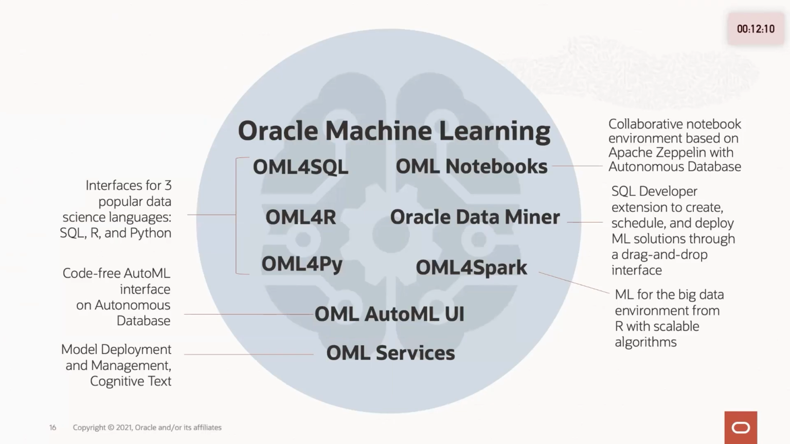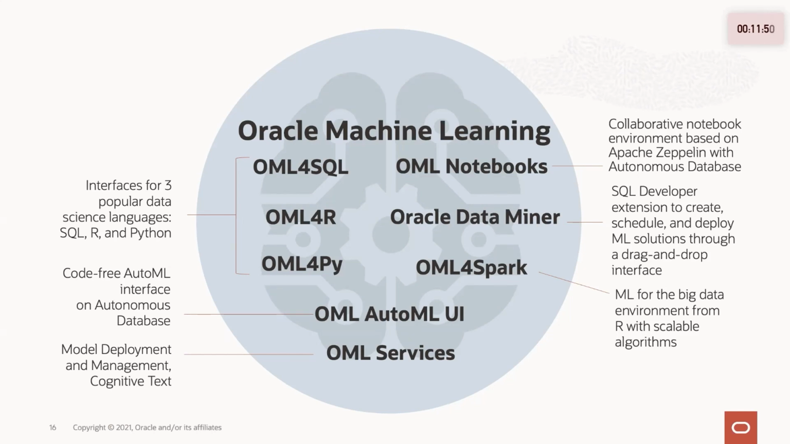So Oracle Machine Learning AutoML UI is part of the Oracle Machine Learning family. On the left-hand side, you see the different interfaces for the different languages that we have. We started with SQL, and then we went to R, and then we went to Python. So we have those three capabilities there.